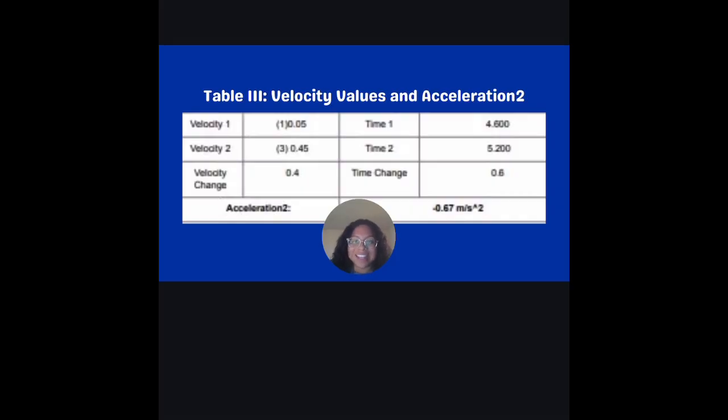So getting our velocity and then putting into the formula for our acceleration, which again, final velocity minus initial velocity divided by the time, got us the 0.67 meters per second squared.